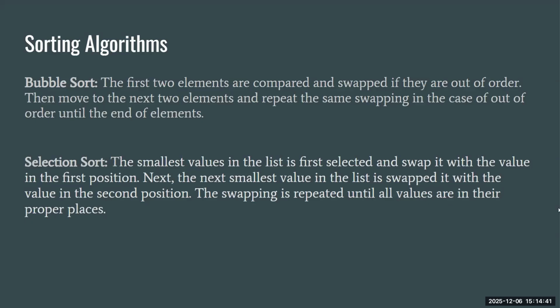So yeah, no problem. For the sorting algorithms, the two that we went over in the handouts are bubble sort and selection sort. For bubble sort, the first two elements are compared and swapped if they are out of order. Then you move on to the next two elements, and this repeats for the rest of the algorithm. For selection sort, the smallest value in the list is selected and swapped with the current index. We'll see an example of this on the next page.